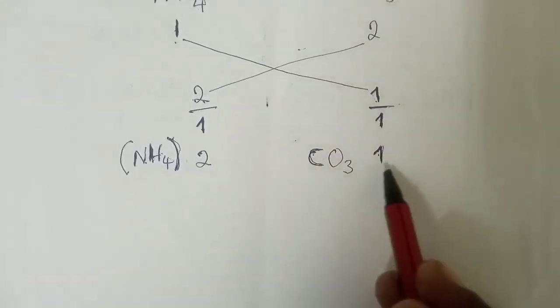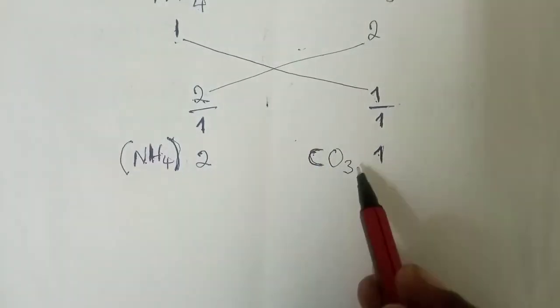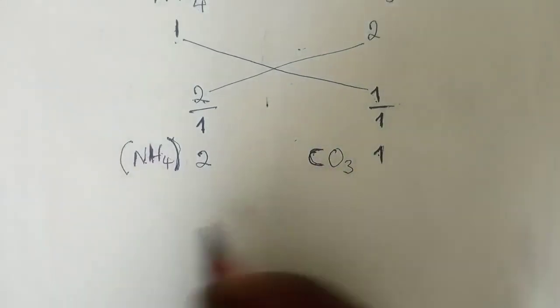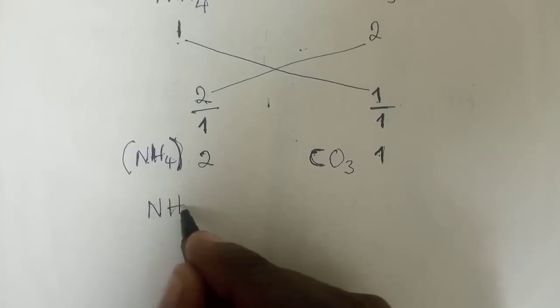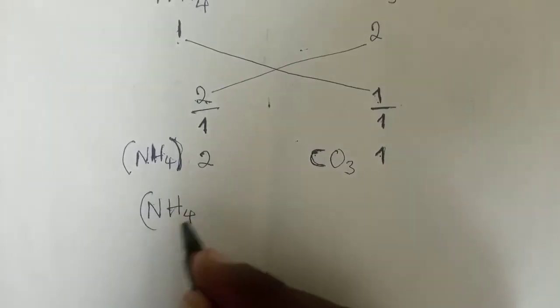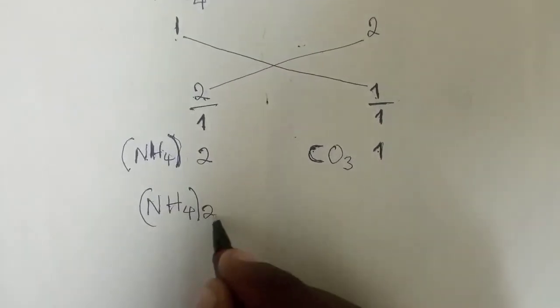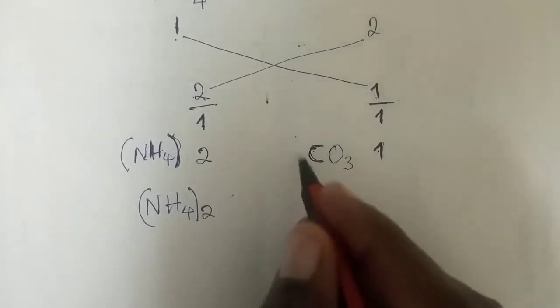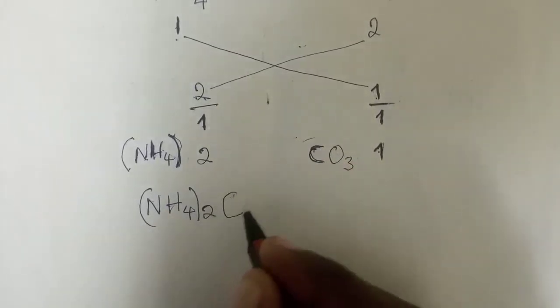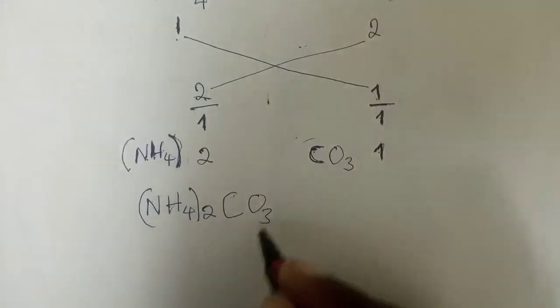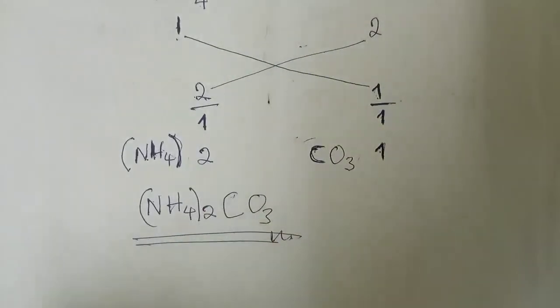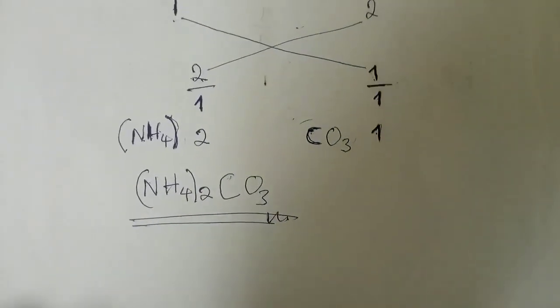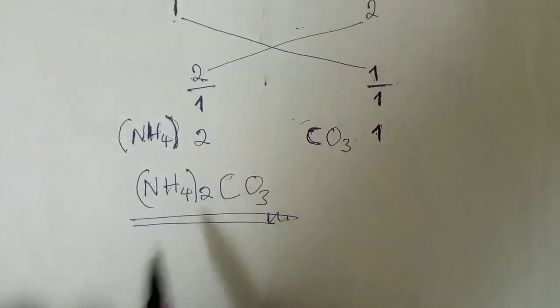If it is more than 1, meaning that it is 2, you put this radical inside the bracket. So we write like this, ammonium, like that. There is 2 here. Then you bring this one like that. Okay, so this is the chemical formula for ammonium carbonate, like that, as simple as that.